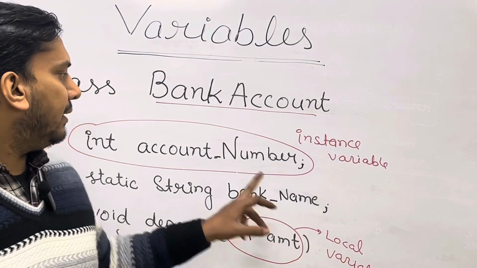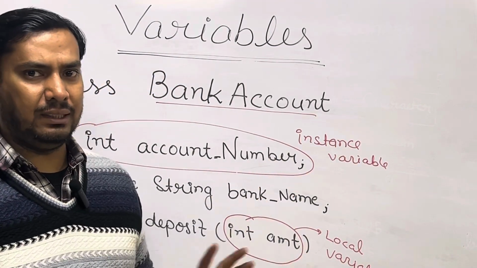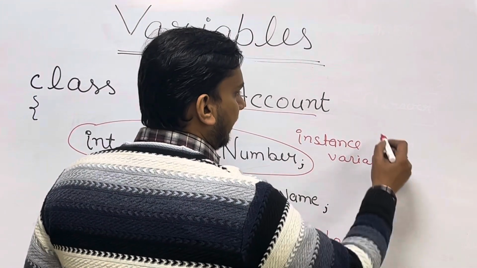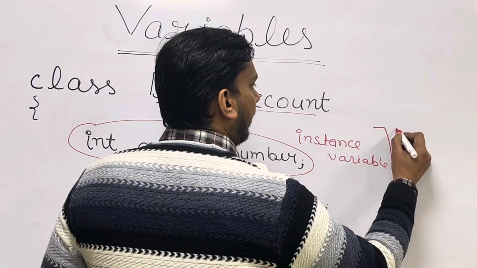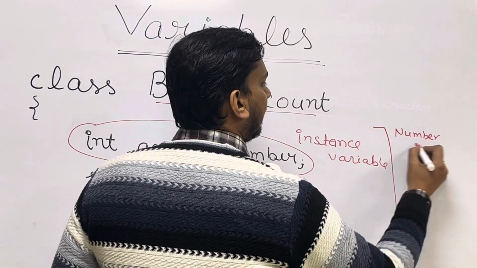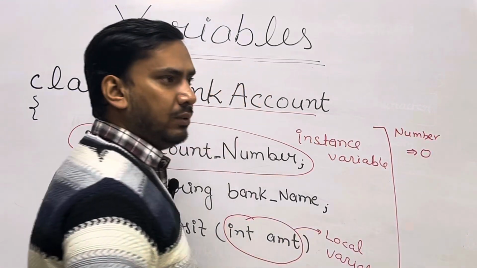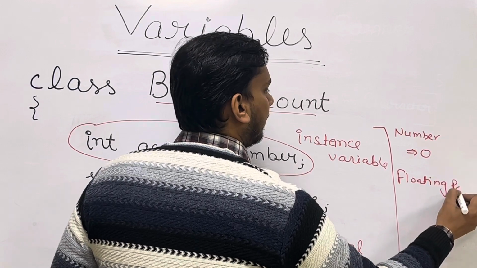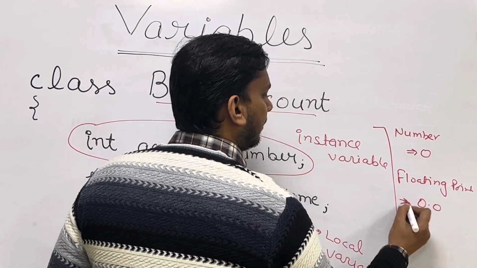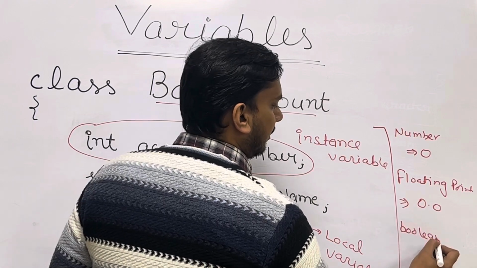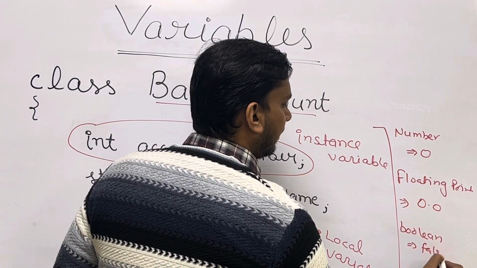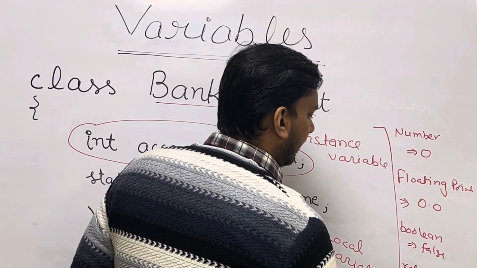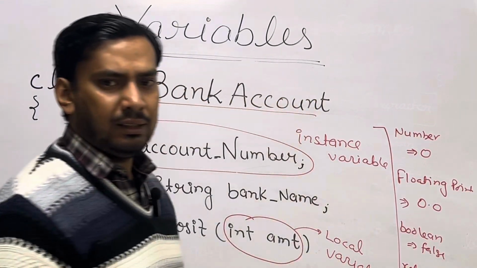So, instance variables get the default value. So, what are the default values? We have already discussed this in data types, still I am writing it here. For all the number types, it is 0. For all the floating point numbers, it is 0.0. For boolean, it is false, and for any reference type, object reference, it is null. So, these are the default values.